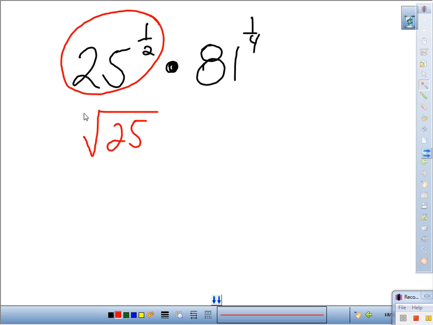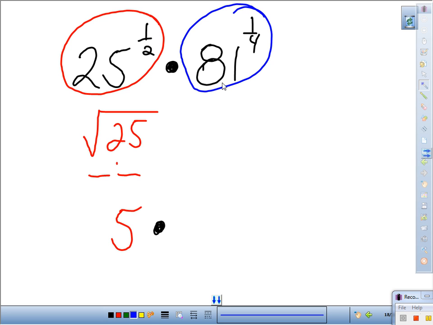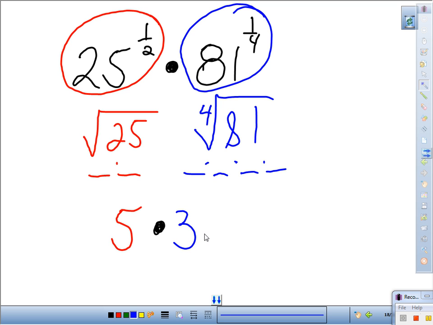I'm going to continue with this one till I'm done. Do we need to write the index of 2? No. That tells us what number times itself gives us 25? 5. Bring down the multiplication sign. Next, can I change this to a radical? Yes, radical 81, but now the index is 4. What number times itself 4 times gives me 81? 3. What is 5 times 3? 15, and that's how you do all those in that section.